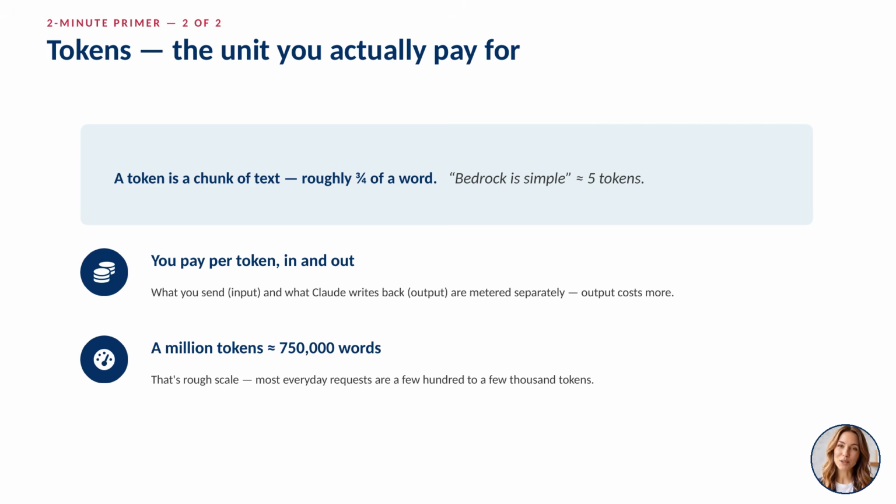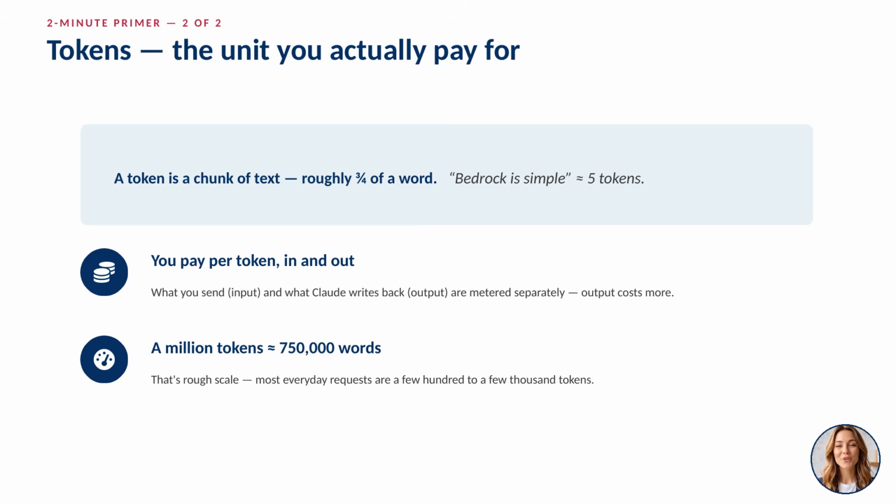Second half of the primer. Tokens, because that's the unit on the bill. A token is just a chunk of text, roughly 3/4 of a word. The phrase Bedrock is simple is about 5 tokens. Every request has 2 sides: the input, what you send in, including any documents, and the output, what Claude writes back. They're metered separately, and output tokens cost more, because that's where the model does its work.